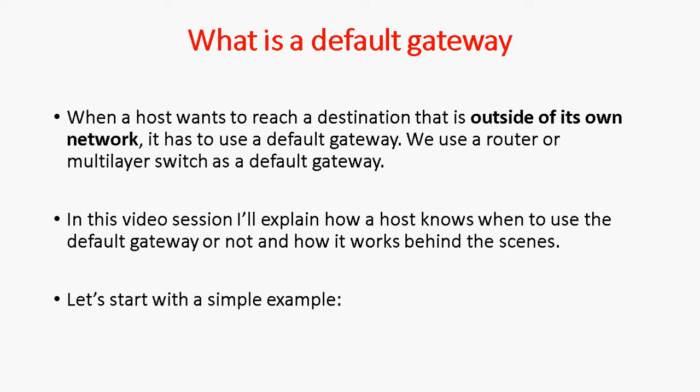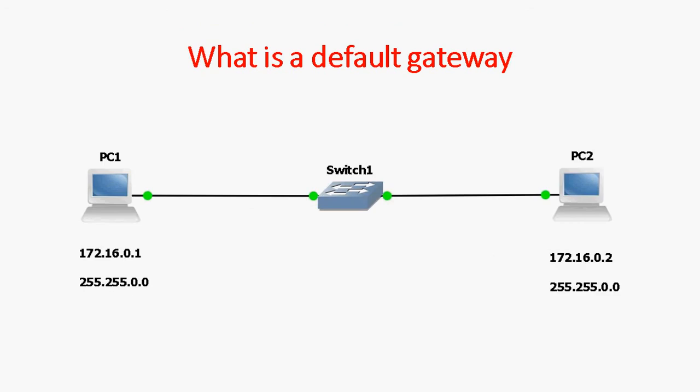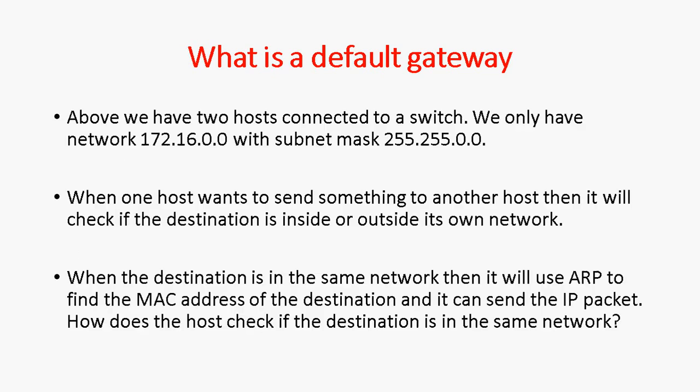In this video session I will explain how a host knows when to use the default gateway or not, and how it works behind the scenes. So this is my example scenario. Here I am using two PCs and one switch. PC1 I will assign the IP 172.16.0.1/16 and PC2 I will assign the IP 172.16.0.2/16. So above we have two hosts connected to a switch.